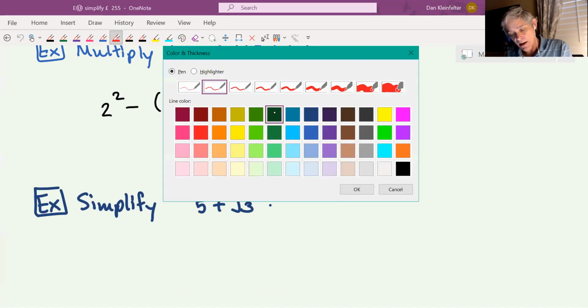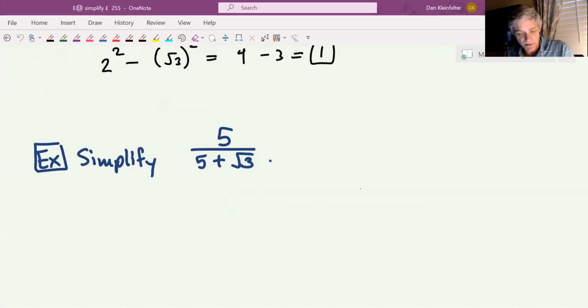So let's try it on this one. We'll have 5 over 5 plus root 3. So let's multiply the numerator and denominator by the conjugate of the denominator. So that's going to be 5 minus root 3. That's 5.